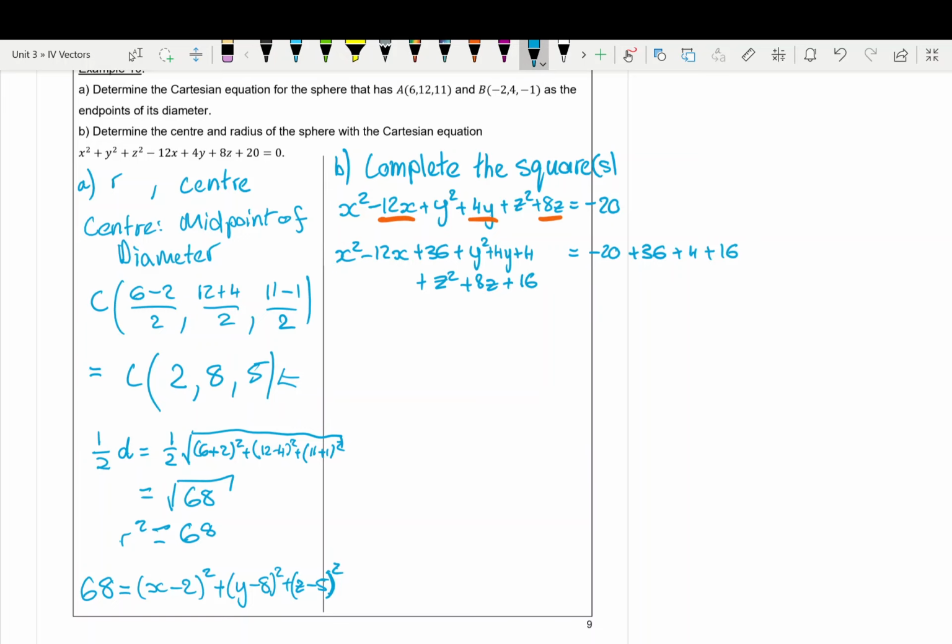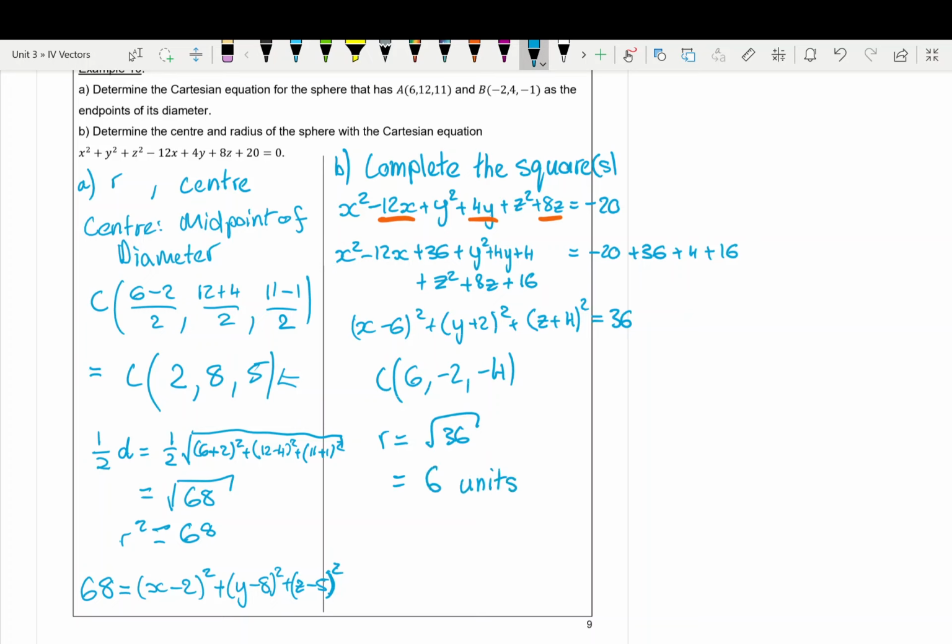So what that allows us to do is we can now factorize these as perfect squares. So we get x take 6 squared plus y plus 2 squared plus z plus 4 squared. And that is going to be equal to 36. So we can see here that we have center of 6, negative 2, negative 4, and a radius of the square root of 36, which is going to be 6 units. All right, and that's our answer for B.